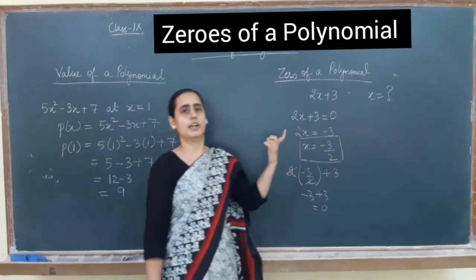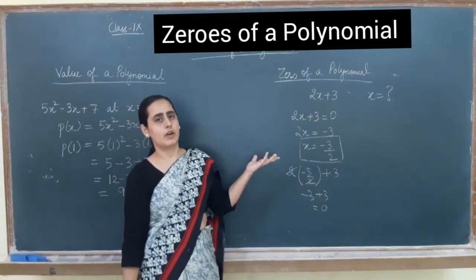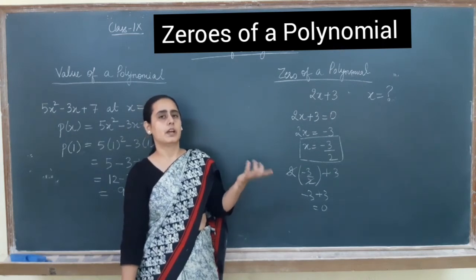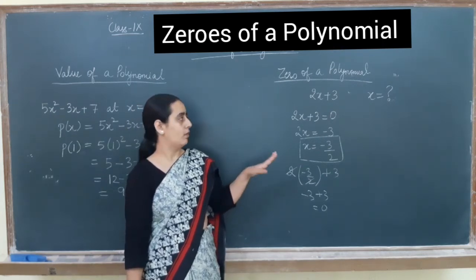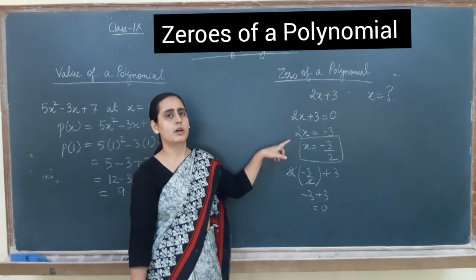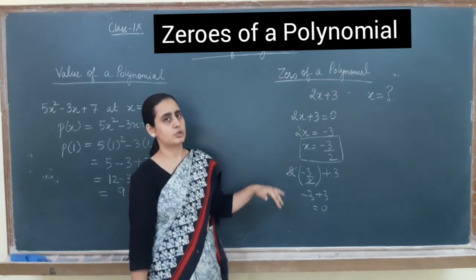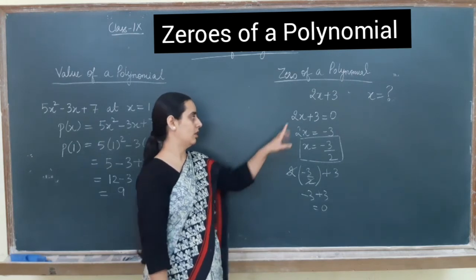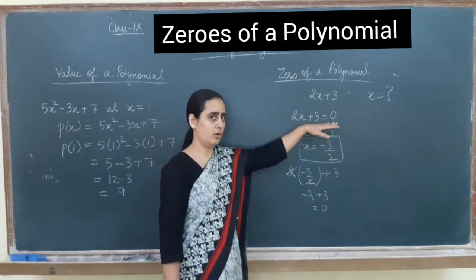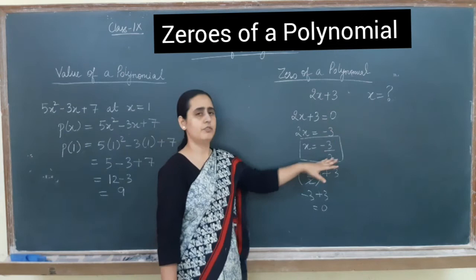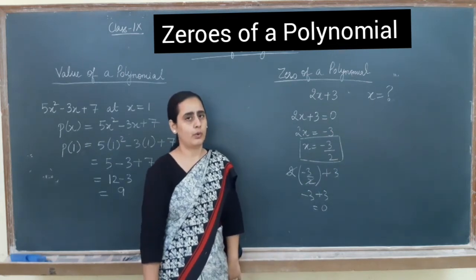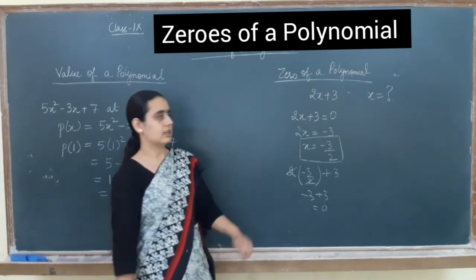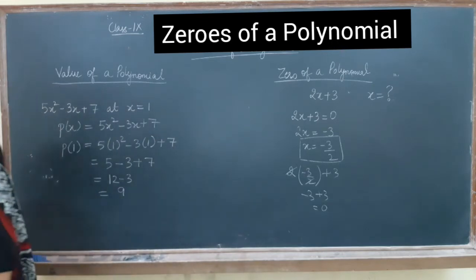It means you have to find out what can be the value of x or y, according to the question, that what value should I put in the polynomial so that my answer should come out equal to 0. And that value, how do we find out? We firstly keep it equal to 0 and then we find out the value of x or y as per the question. Let us discuss one example from your book only.